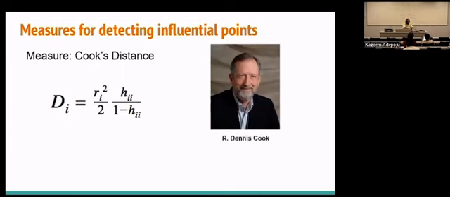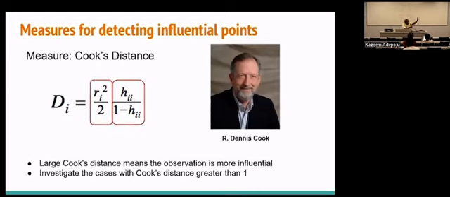And you know what he said? He said, and I quote, the large Cook distance means that the observation is more influential. And what is the threshold? He said, investigate cases with Cook distance greater than 1. When a Cook distance is greater than 1, that will influence the decision. But when the Cook distance is less than 1, that's no problem.